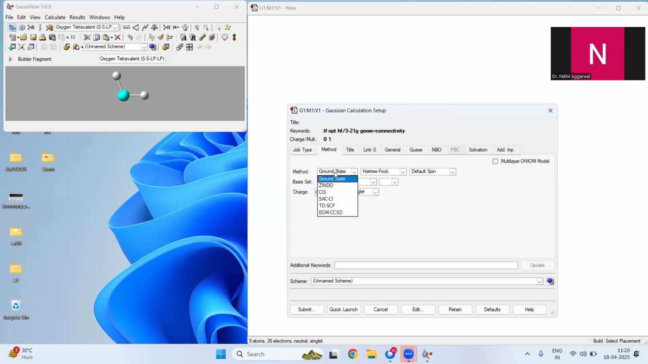Participants, a few more case studies. If your objective is to predict the fluorescence and the phosphorescence behavior, ground state or TDSCF? Exactly, because fluorescence and phosphorescence are de-excitation processes, de-excitation from an upper electronic energy level to a lower electronic energy level. So in that case, TDSCF. Participants, next one.